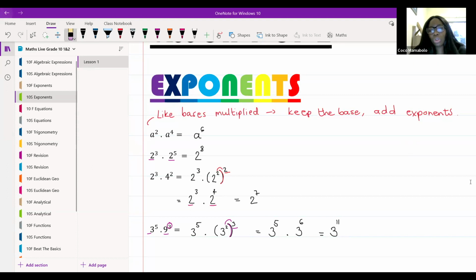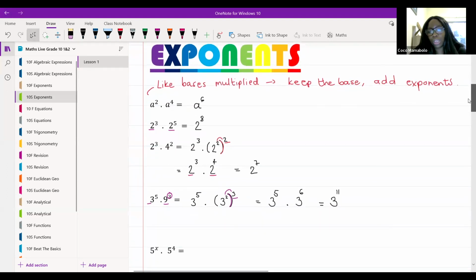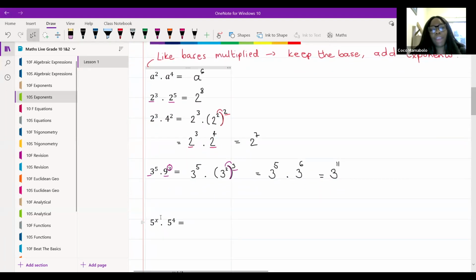Right. So let's go to this next part that we're about to look at. I've got 5 to the power of x multiplied by 5 to the power of 4. First thing we're going to notice is, do I have the same base? Yes, I do. Like bases are actually being multiplied. But I'm going to keep my base, and then I'm going to add my exponents. What is x plus 4?